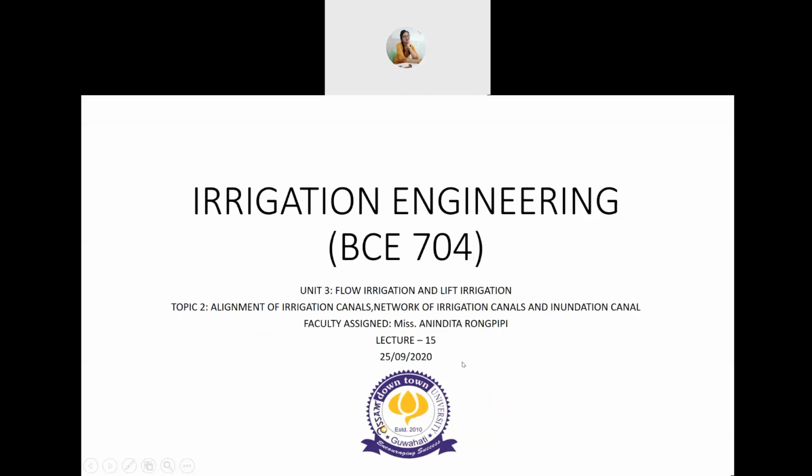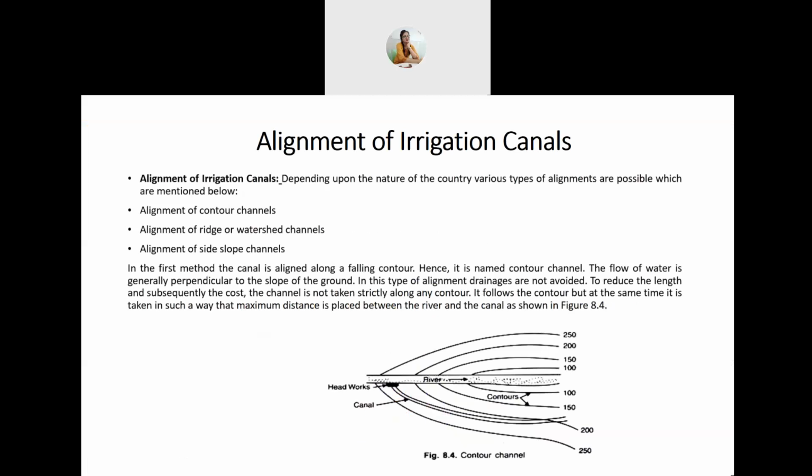Good morning, students. Today we'll continue with unit number 3, topic number 2, which is alignment of irrigation canals, network of irrigation canals, and inundation canal. So, the first topic is alignment of irrigation canals. Depending upon the nature of the country, various types of alignments are possible, which are mentioned below.